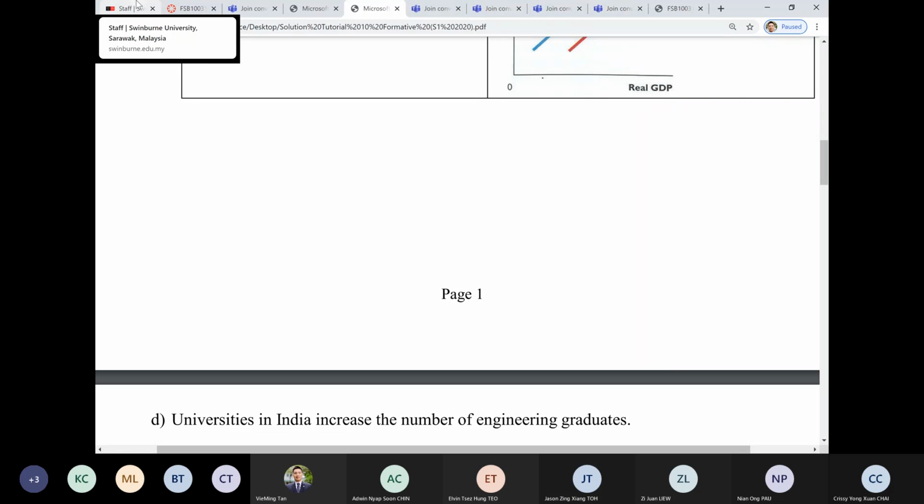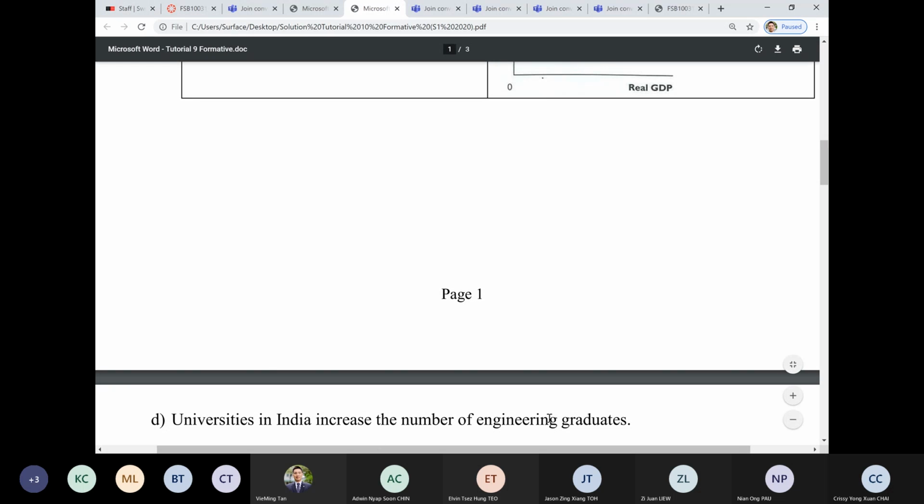What are the resources? Human, labor, right? Human resources. Yeah, knowledgeable people. We have more labor now in the market with better quality of labor. Okay, better quality of labor. So this will also shift the aggregate supply curve to the right-hand side as well, due to better quality of human resources.